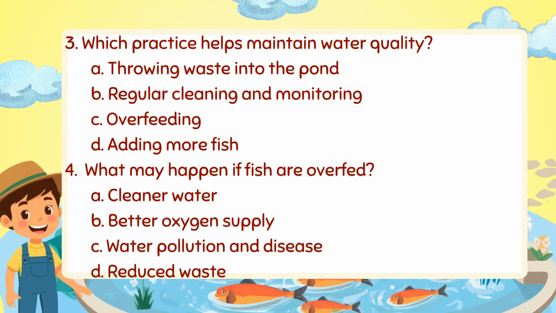Let's continue with our assessment. For question number 3, which practice helps maintain water quality? Is it A, throwing waste into the pond, B, regular cleaning and monitoring, C, overfeeding, or D, adding more fish? Think about what we learned about keeping the fish environment clean and healthy. Now, for question number 4, what may happen if fish are overfed? Is it A, cleaner water, B, better oxygen supply, C, water pollution and disease, or D, reduced waste?